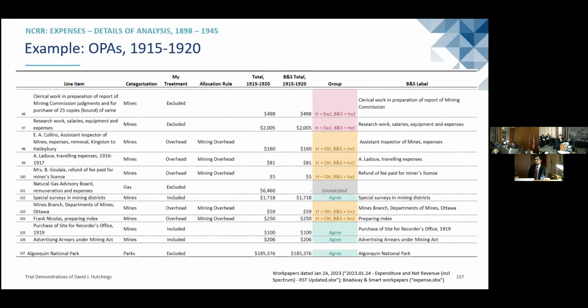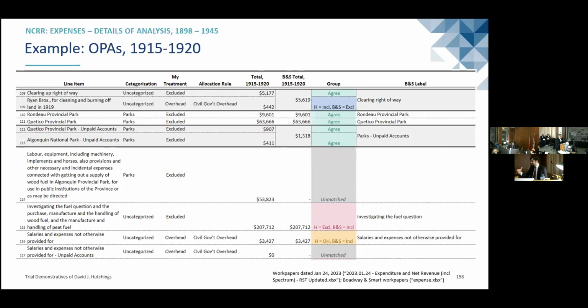Why don't I go down to line 107, because we're starting to get into some more meaningful numbers again. Algonquin National Park. Now, it is a provincial park, but it's named the Algonquin National Park. It's a substantial amount of money, $185,000 over the 6-year period. And we agree that that's not included. I think the court had mentioned earlier, this is a user fee thing, so parks are out. We agree on that.